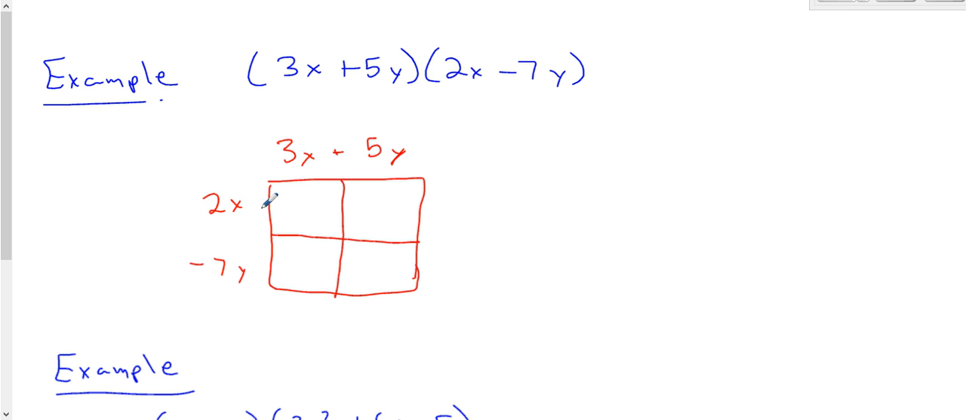And to complete these and fill in these cells, I multiply the term that is in the column times the term that is on the row. So 2x times 3x, I see that I'm going to get 6x squared.